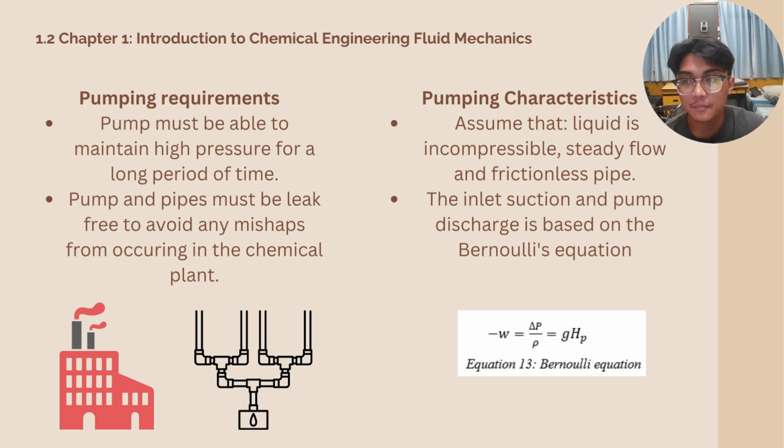Next, the pumps and the pipes that are used in these chemical plants have to maintain high pressure for a long period of time. All pumps and pipes must be leak-free to avoid any accidents from happening in the chemical plant. To calculate the pumping characteristics of acetic acid, we must assume that the liquid is incompressible, it has a steady flow, and uses frictionless pipe, before plugging in the values to Bernoulli's equation to determine the inlet suction and pump discharge.